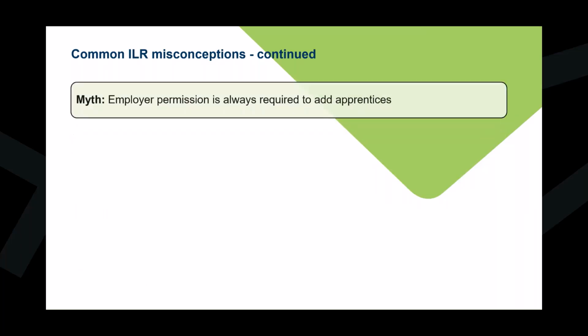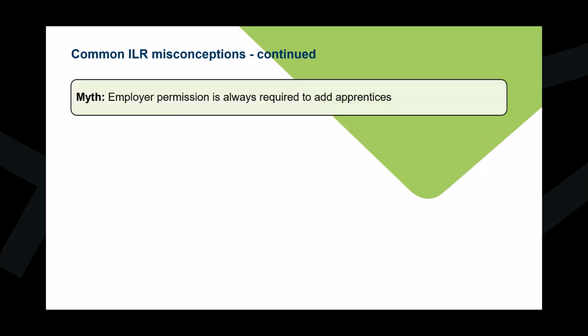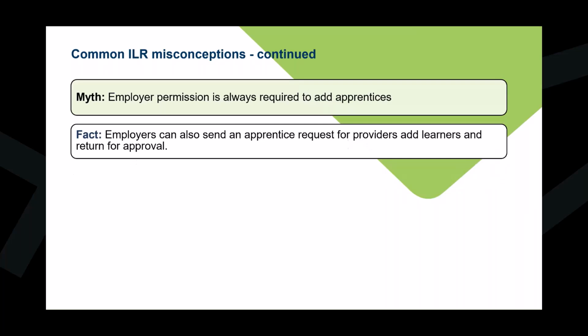There's also a myth that some providers believe employer permission is always required to add apprentices. Whilst this is true, if the employer has not or is not yet ready to give permissions, they can send an apprentice request for the provider to add apprentices. And we are seeing that 1/3 of the ILR approval requests are actually done in this way.